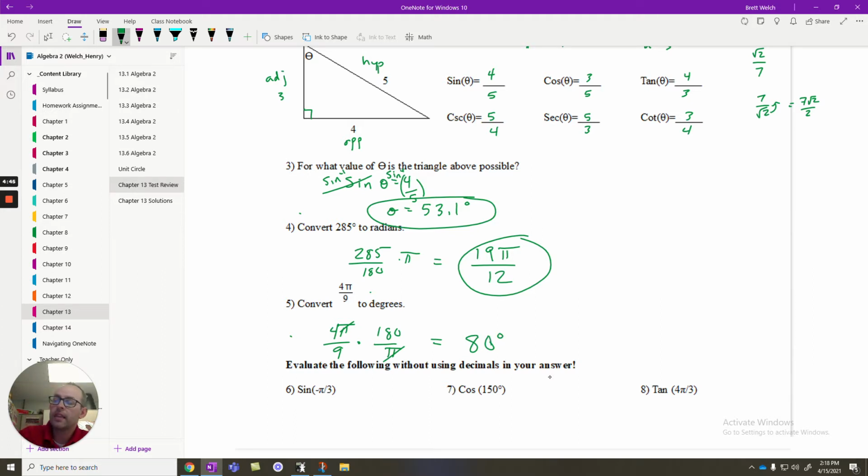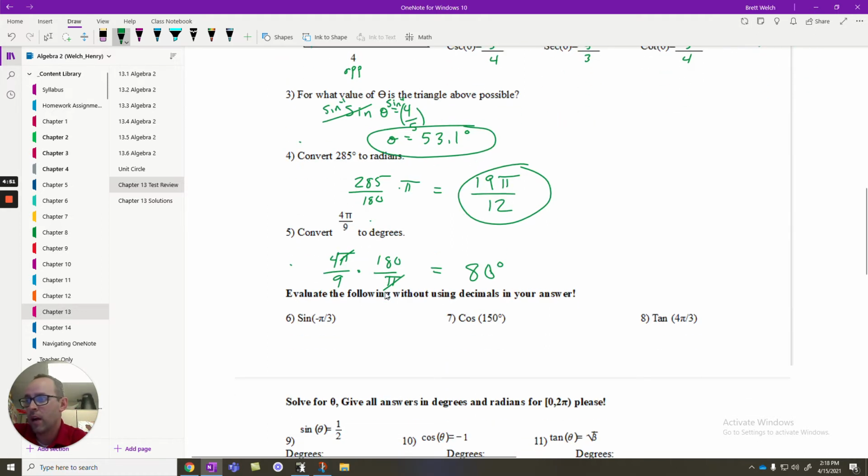At this point, we're going to have to start living on the unit circle a little bit more. I say to evaluate these without the decimals. So I'm going to click back and forth with my unit circle here, but I'm looking for negative pi over 3. Now keep in mind, the sine, when we use the circle, is the y value. The cosine is the x value, and the tangent is the y over the x. So on negative pi over 3, all I need to do is find the y value.